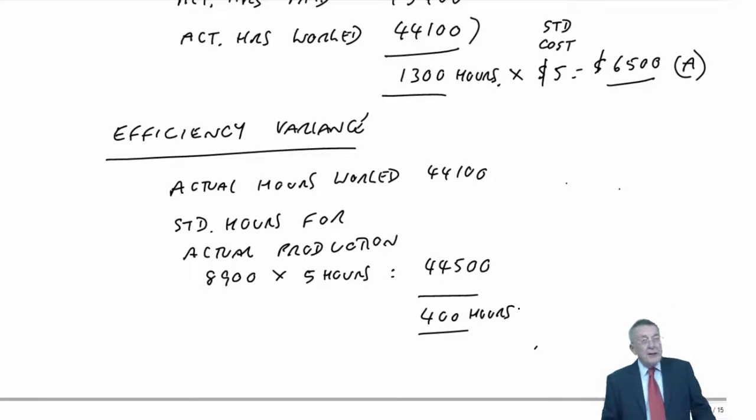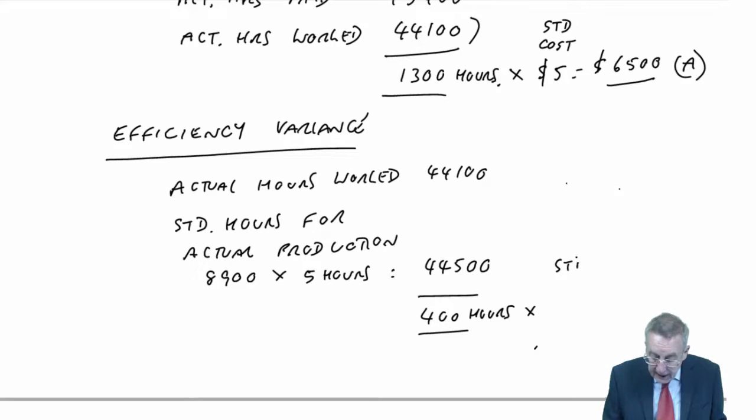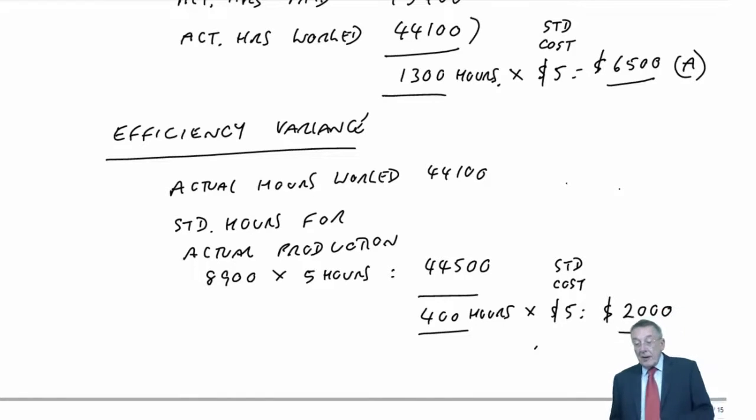And if that's the only thing that had gone wrong, how much money would we have saved? We cost it at standard cost per hour at $5. It's 2,000. Of course, it could be either way, but here, because they have worked faster, they've been more efficient, it's favourable.